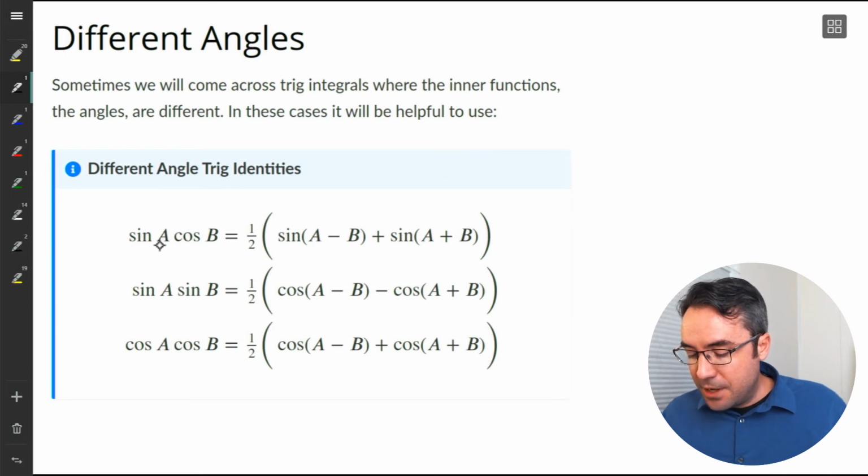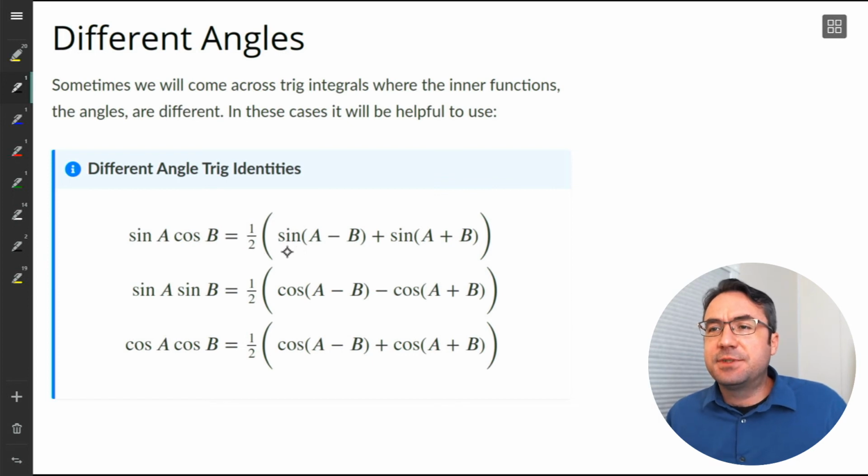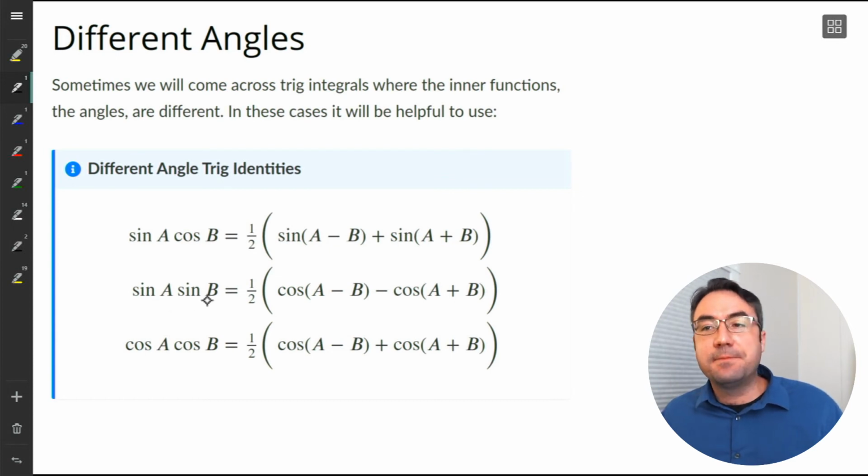So what do they say? Well, they tell us what we can do if the angles in our sines and cosines are different. Here we have sine of some angle A times cosine of some other angle B, and it's equal to 1/2 times (sine of A minus B plus sine of A plus B). And then we have similar ones for sine of some angle A times sine of some angle B. It's 1/2 times (cosine of A minus B minus cosine of A plus B).